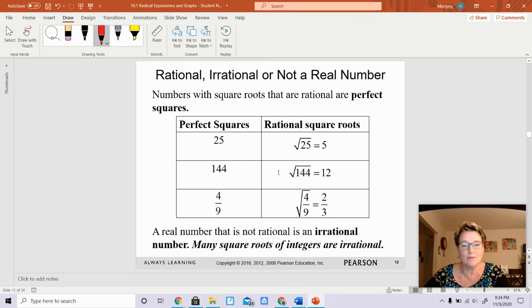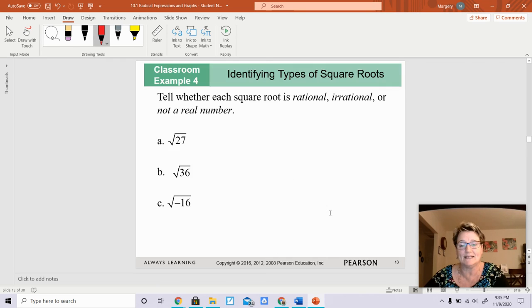I'm going to do one more thing. We're going to talk about rational, irrational, or not a real number. You can square root 25, and when you square root 25, you get 5. You can square root 144. When you square root 144, you get 12. Same thing with 4/9. You could square root 4/9. The square root of 4 is 2. The square root of 9 is 3.